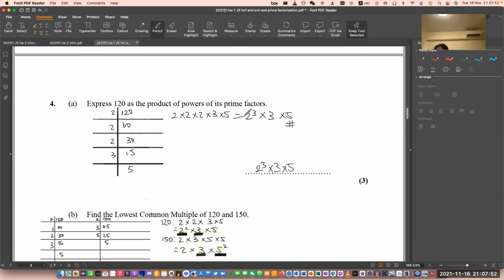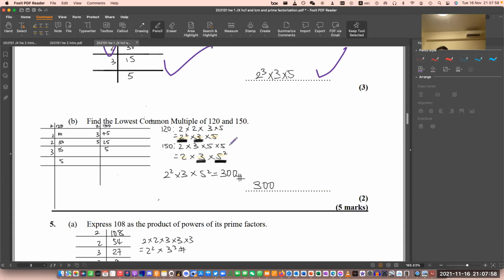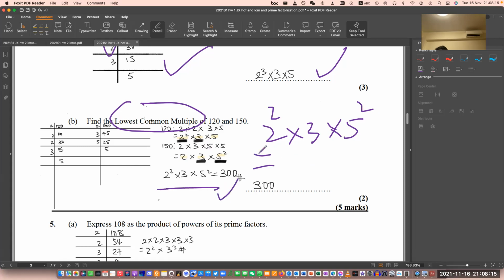Okay, expression 120. Pretty simple. So you just do this. Very simple. For LCM, what is LCM? All present. So 2, 3, 5 are present. Choose the highest power for the primes. So 2 is the highest for 2, 1 is for 3, and 2 is for 5. So yes, correct. Very simple.